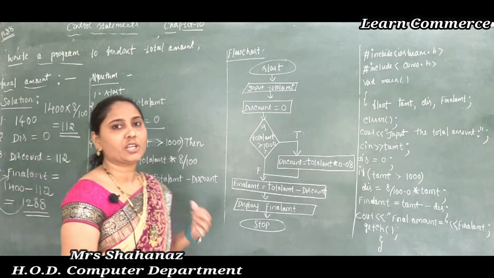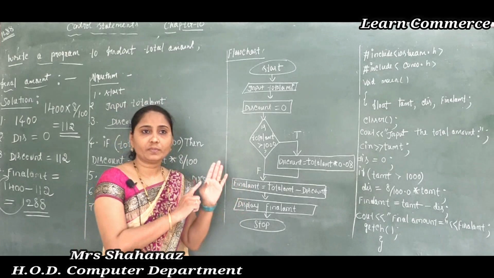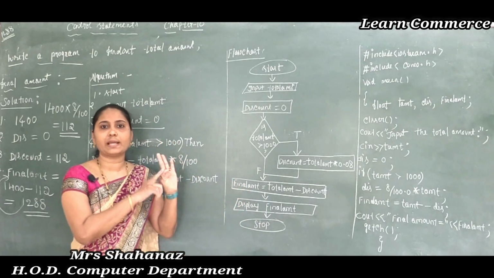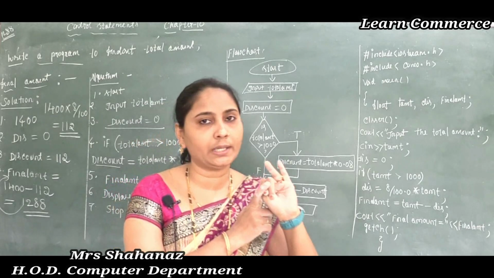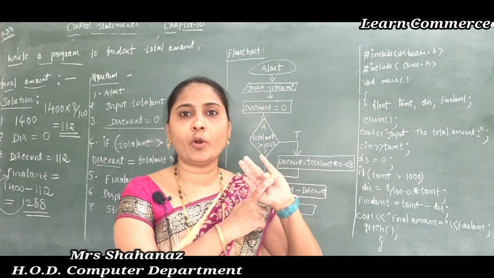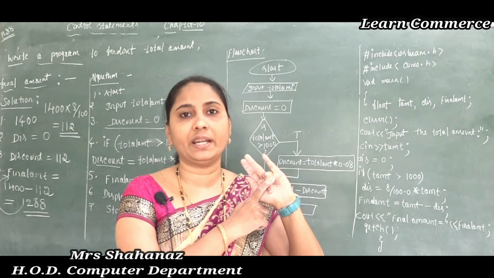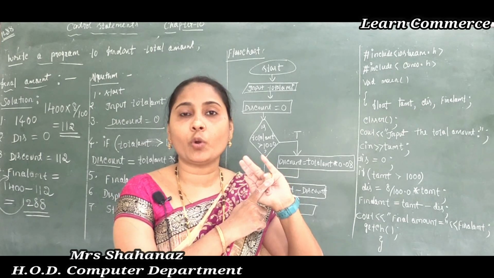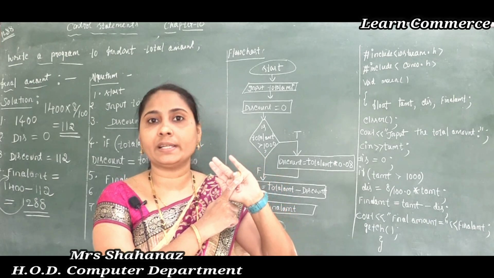So clear this point here. What procedure have we taken? The procedure is, first of all, start the algorithm. Second, input the total amount. Third, the discount is 0, we know that. If total amount is greater than 1000, then we take one condition. The condition: if total amount is greater than 1000, then 8% discount is allowed.